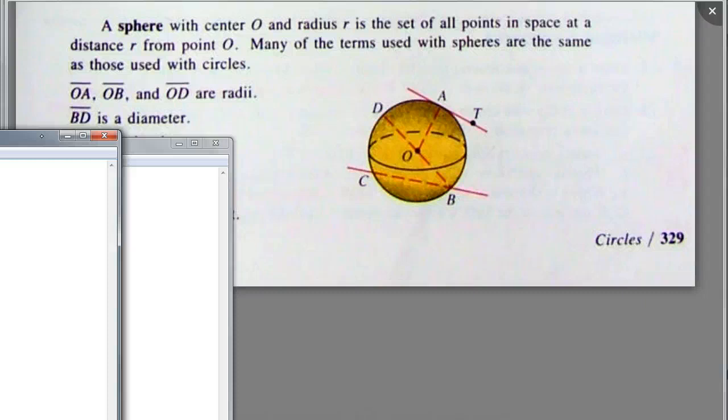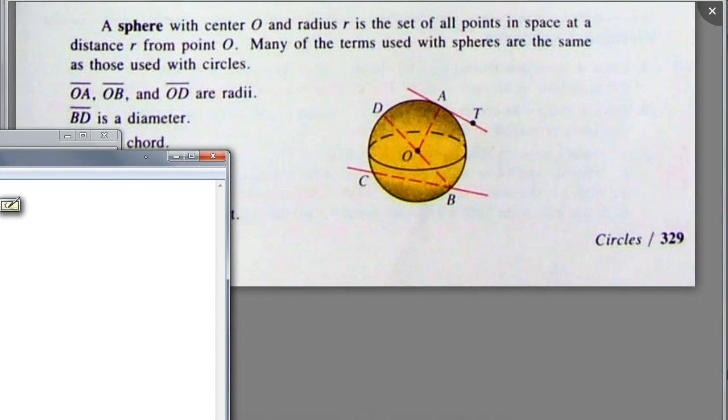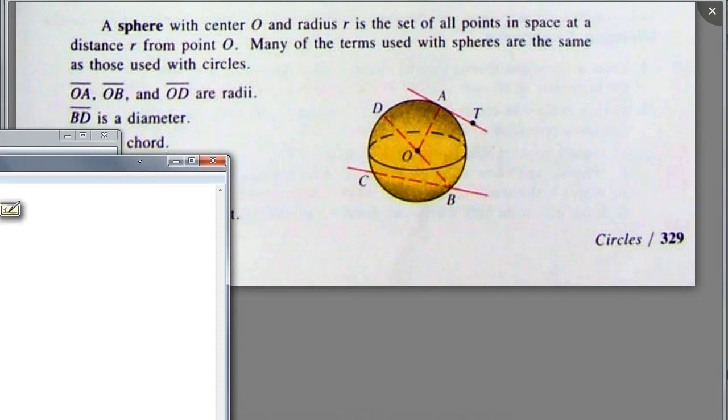How about Joshua? Can you give me a chord in this sphere? CB. How many people agree? Would it be segment CB? How many people agree with Joshua here? Anybody think it's something else? Is it a line CB or segment CB? It is a segment, remember? Yeah, segment. He's right.